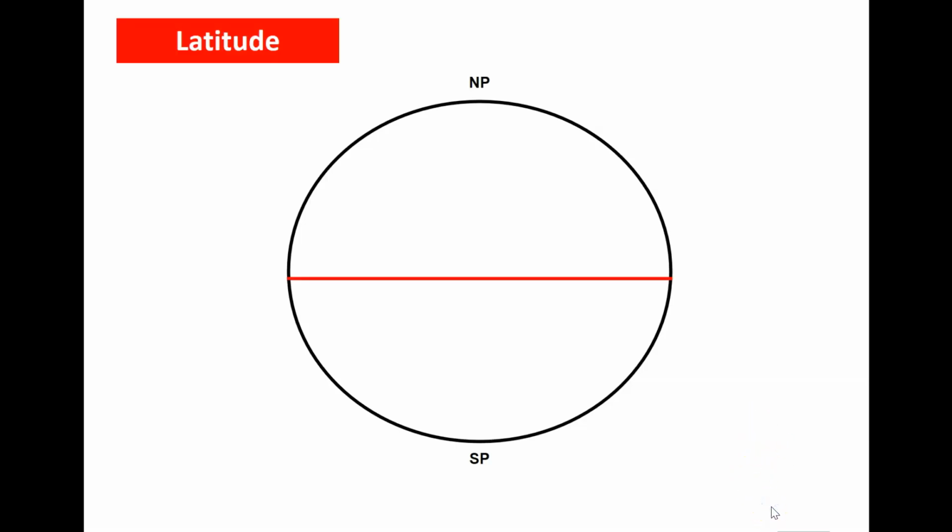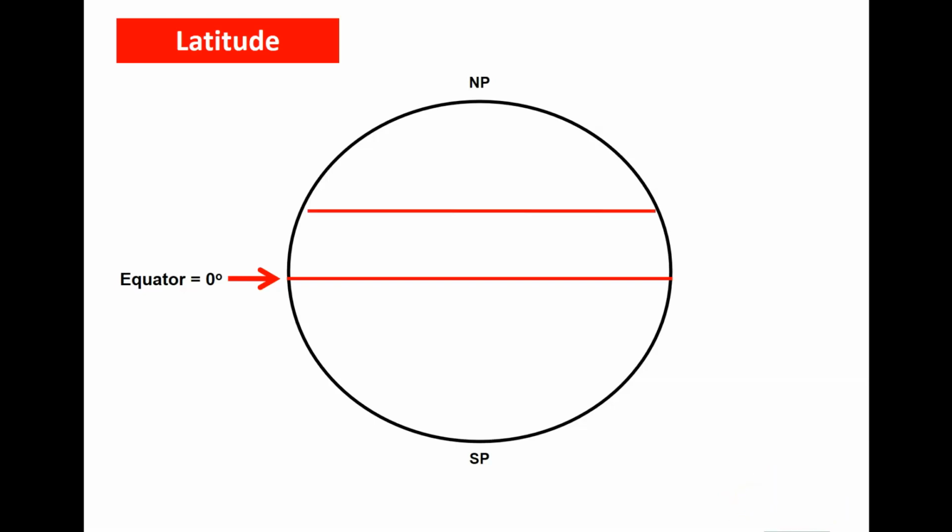Next, draw a line across the center of your globe. These are lines of latitude. They run east and west across the world. This line that is drawn is the equator. It is at 0 degrees latitude. Please draw the equator on your globe and label it.